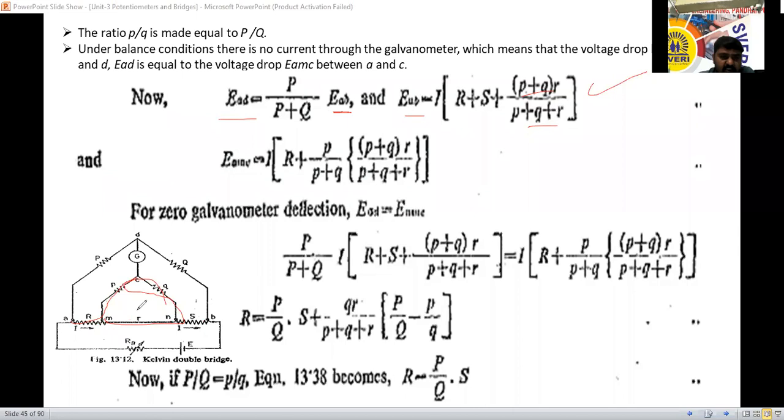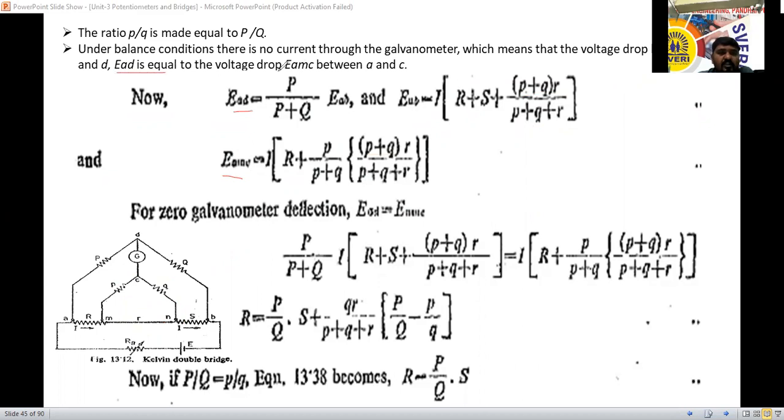R, I will write R as it is, plus P by Q here. If the current flowing through this one will be the same under the balance condition, P divided by P plus Q into this whole circle, which is nothing but these two resistances in series and this one in parallel, so into P plus Q into R divided by P plus Q plus R. So we have calculated the formulas for EAD and EAMC here.